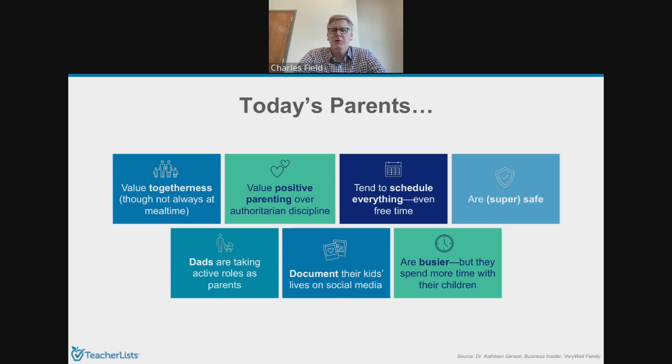And then we also have to remember that parents are sharing everything. Social media is omnipresent, and they're documenting their kids' lives. They're asking you guys in the classroom to share pictures of what's going on, and that gets out there. And as we mentioned, parents are busier, but they have this really intense focus on spending more time with their children. And that's what all falls under that concept of intensive parenting.